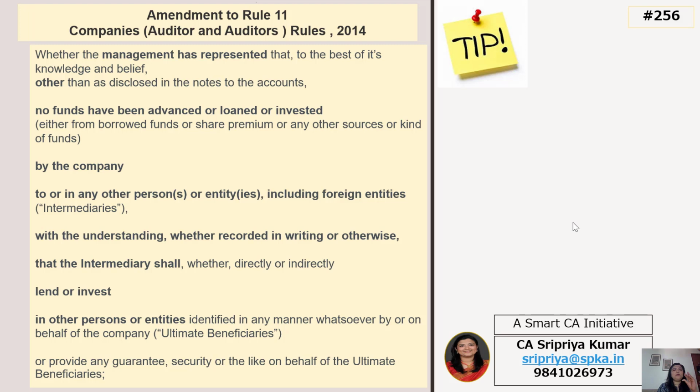So this is the first amendment here, which is significant. This talks about funds given by the company to an intermediary with the understanding that the intermediary shall lend or invest on behalf of the company, for the company to be the ultimate beneficiary. That's the sum and substance of this rule. The company is the ultimate beneficiary here, and the person to whom money is given by the company is the intermediary.